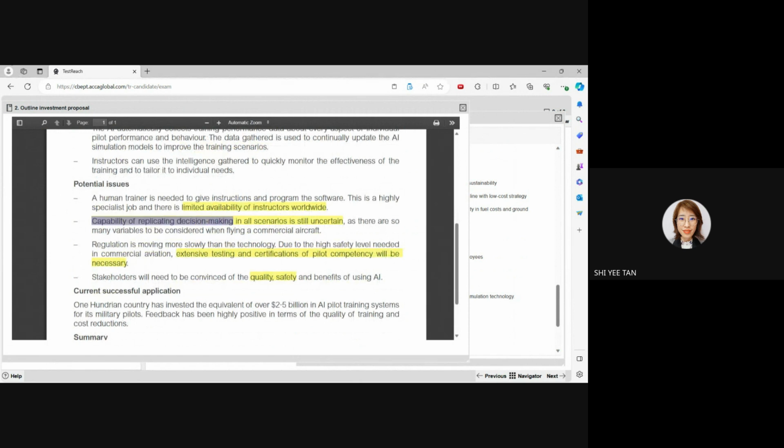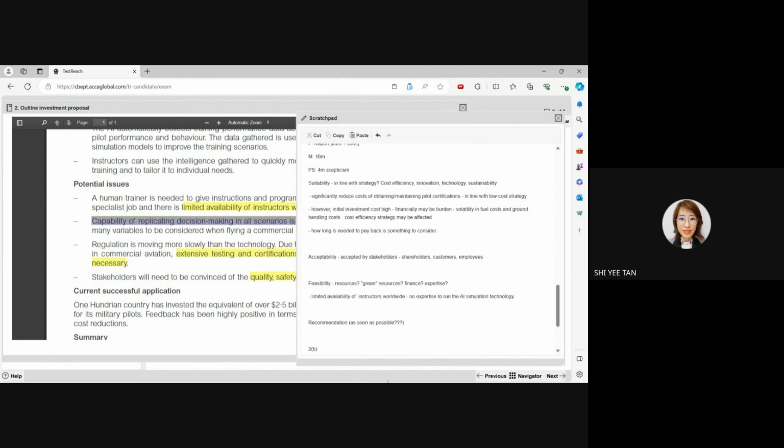Second one, this is the common issue of AI. AI depends on the information you feed into it in order to make decisions, and go on with the suggestion that AI wants to give you. But because of the dynamic nature of the airline industry, can AI actually capture all scenarios or not? It's a great question.